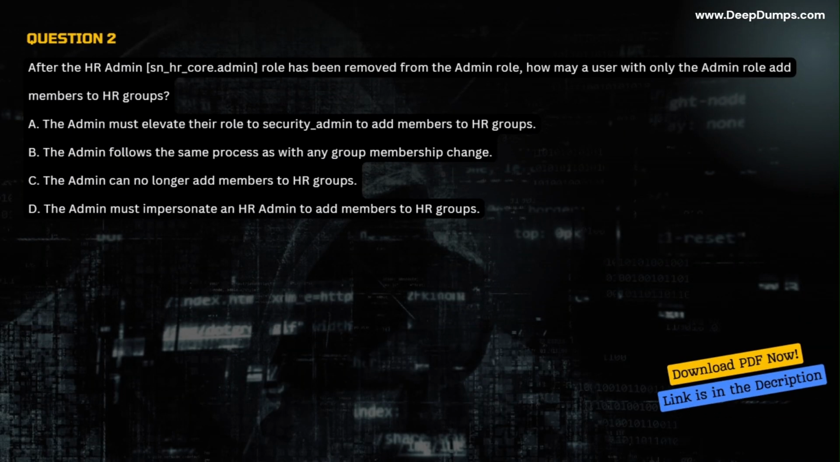Question 2. After the sn_hr_core.admin role has been removed from the admin role, how may a user with only the admin role add members to HR groups? A. The admin must elevate their role to security_admin to add members to HR groups. B. The admin follows the same process as with any group membership change. C. The admin can no longer add members to HR groups. D. The admin must impersonate an HR admin to add members to HR groups.